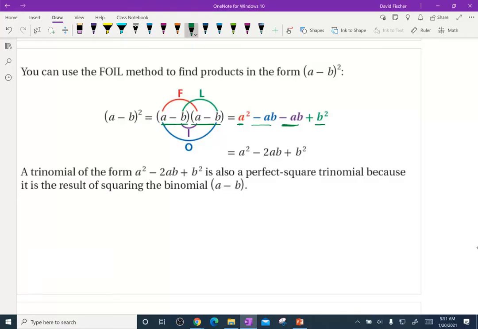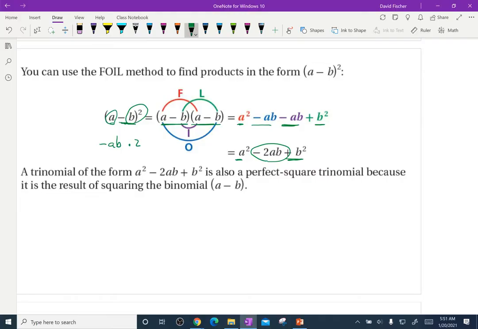Square the first one. That would be an a squared. I square the second one, but this is really a negative b, so a negative times a negative would be a positive b squared. And now when I multiply them, 1a times a negative 1b would be a negative ab. If I multiply that by 2, I get a minus 2ab. So it works on perfect squares that have negative signs in the middle as well.